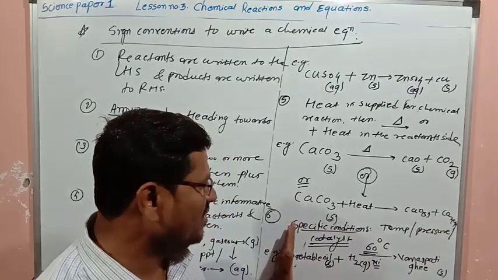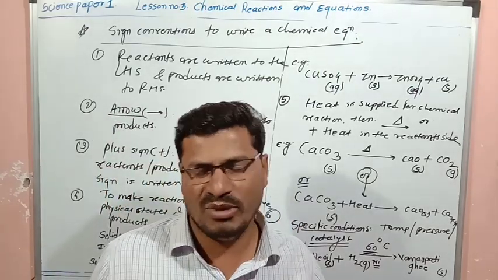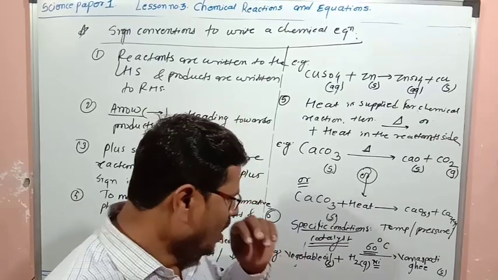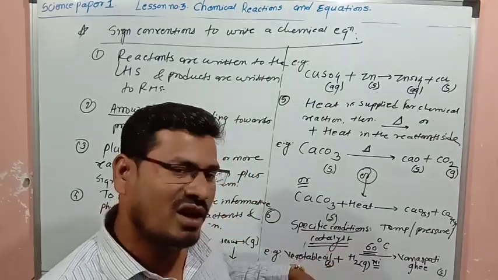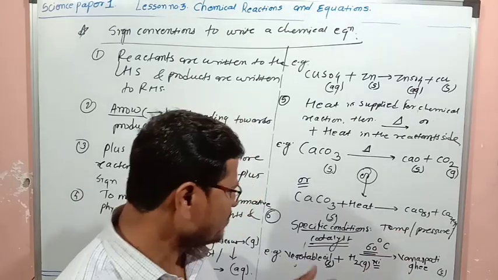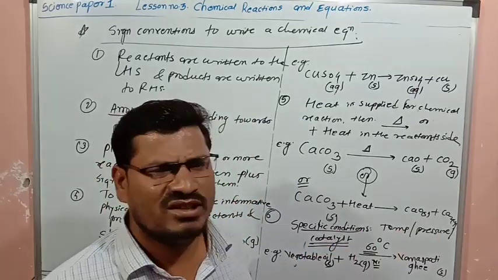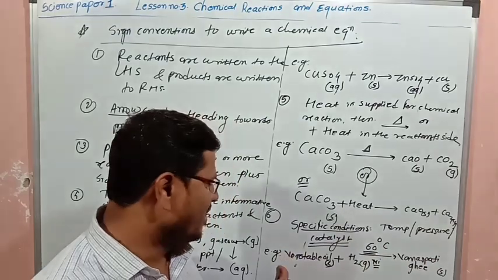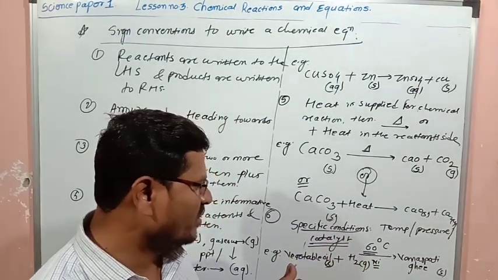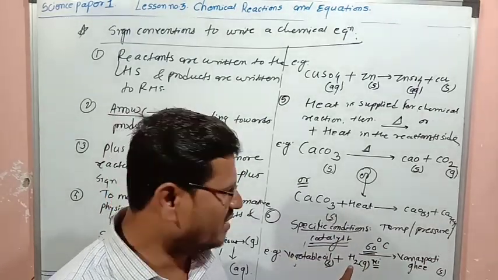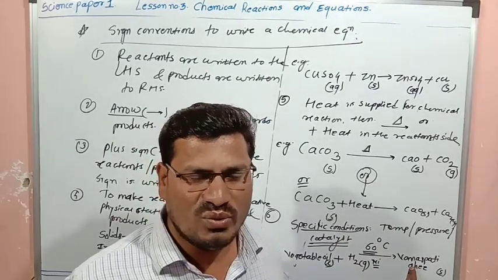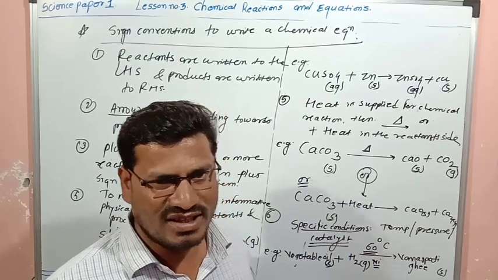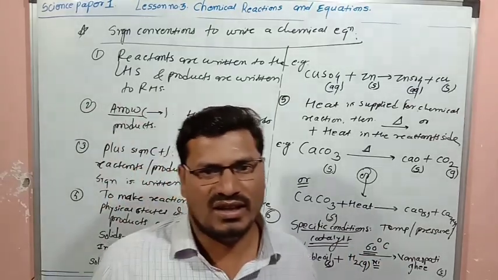And the sixth point is the specific conditions for the chemical reaction. These specific conditions you have to write above the arrow or below the arrow. In those specific conditions, the temperature will be there, pressure will be there, catalyst will be there. And in that example, we have taken vegetable oil plus hydrogen gas. It will get converted into vanaspati ghee at 60 degrees Celsius in the presence of a nickel catalyst.